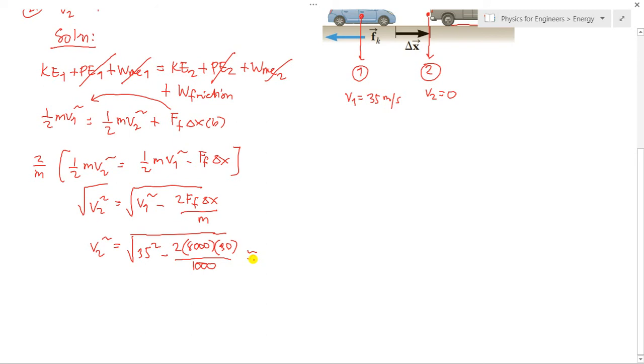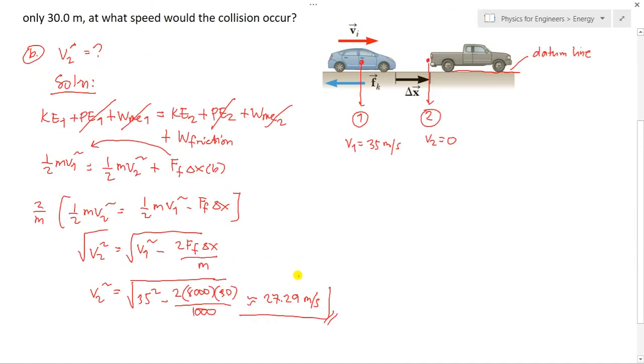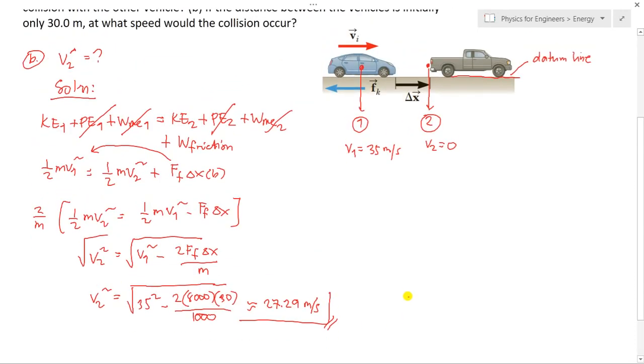square root of 35 squared minus 2 times 8,000 times 30 divided by 1,000. The answer is square root of 745, or in decimal that is 27.29, approximately 27.29 meter per second. So this would be our answer for its collision speed during collision.